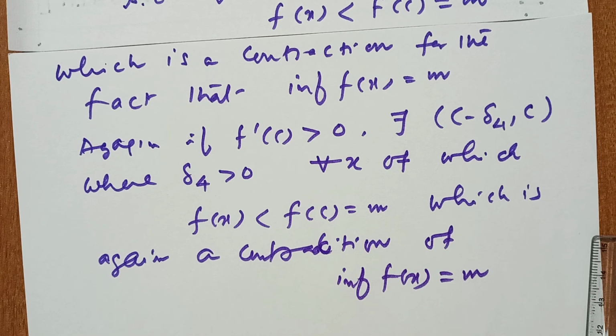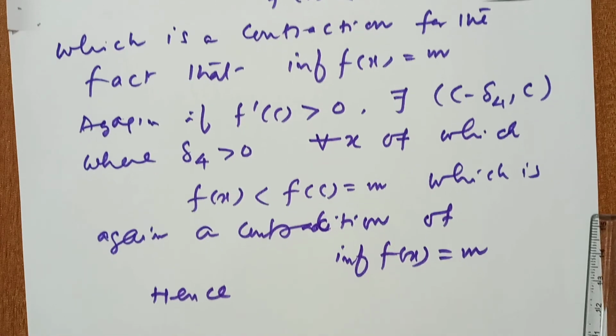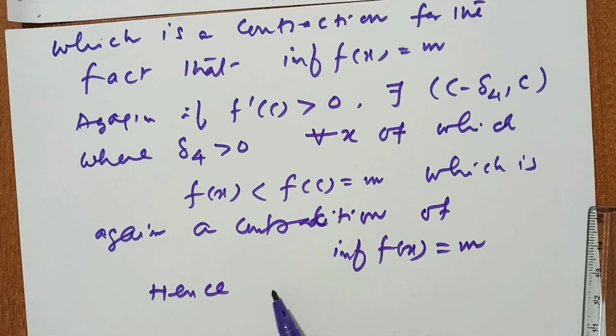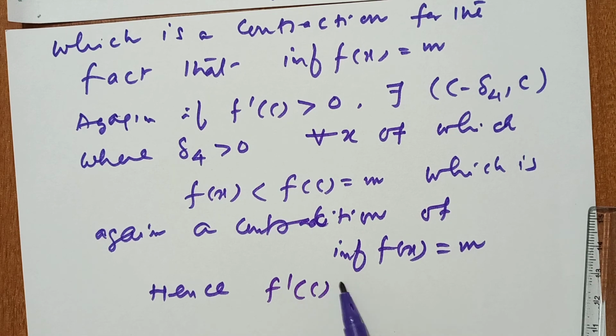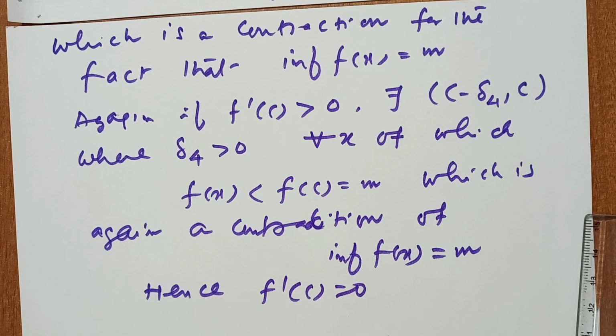It means the only possibility is that f'(c) is equal to 0, where c lies between a and b. So this is the theorem.